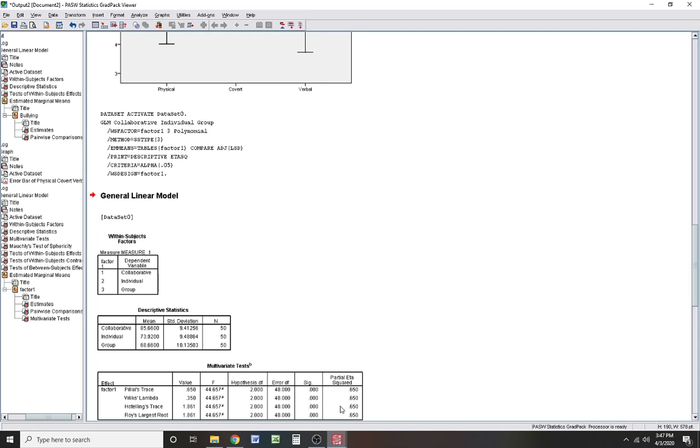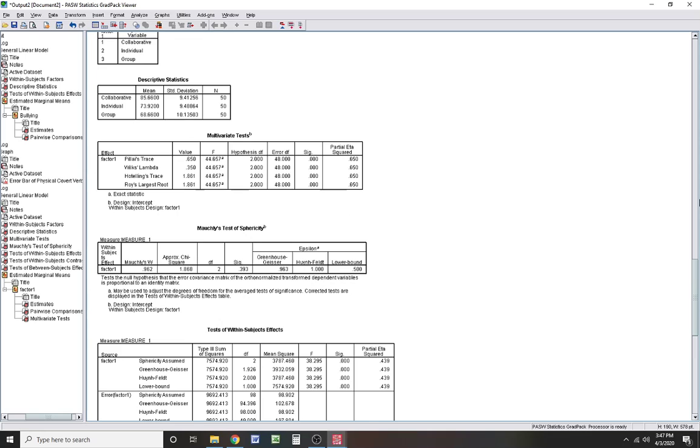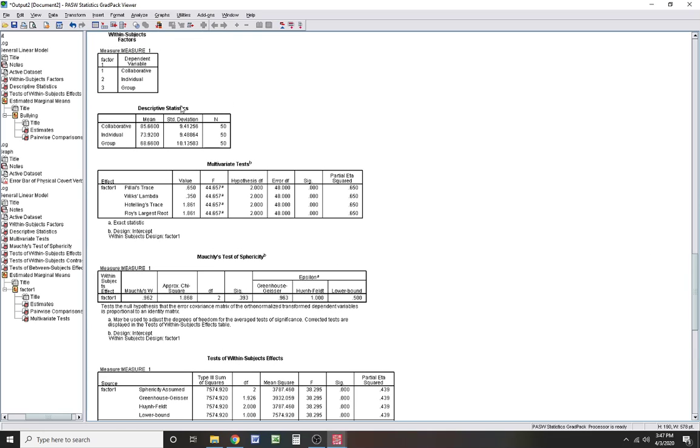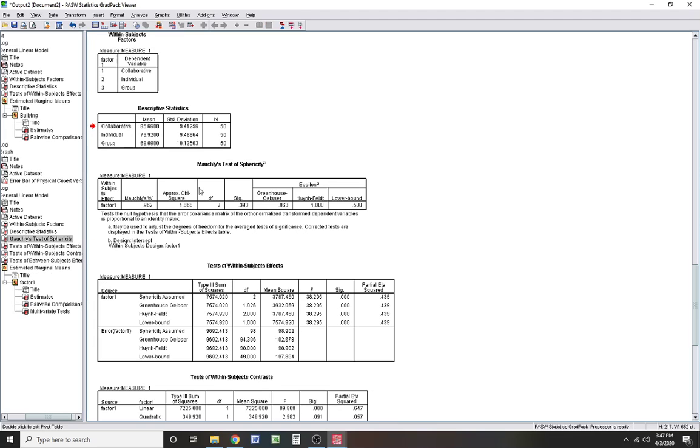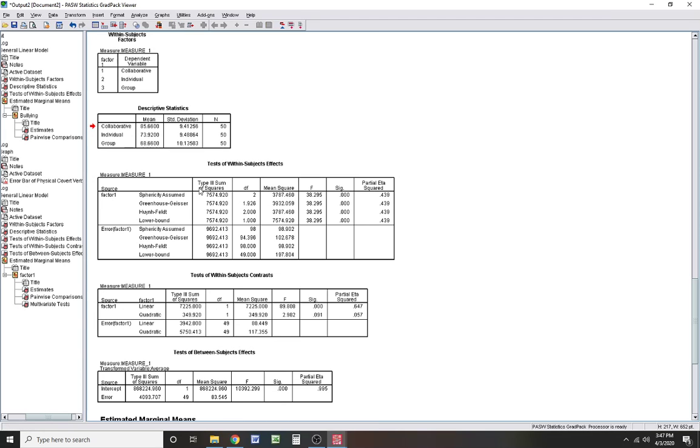We go back to our output screen. So now here again it tells us our different groups and what numbers we gave them. It gives us our descriptive statistics. You can just see looking at the means, the collaborative seemed to be higher than the individual and both were higher than the group. Get rid of that table, we don't need it. I don't want you to worry about that table.